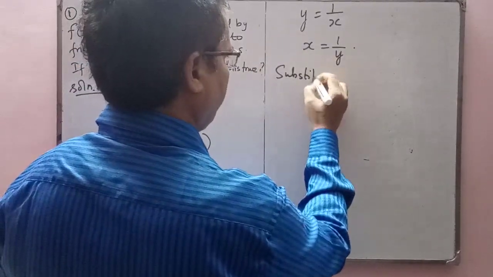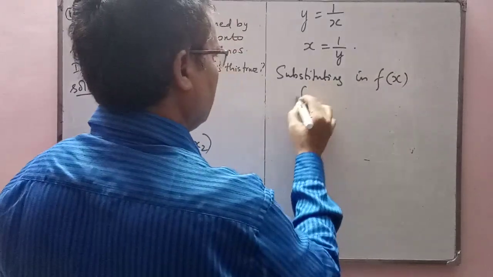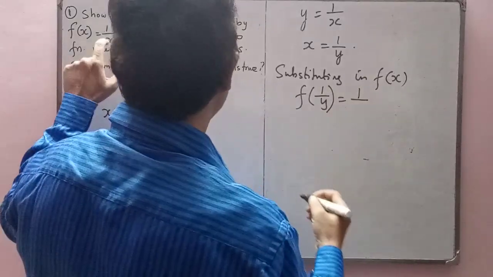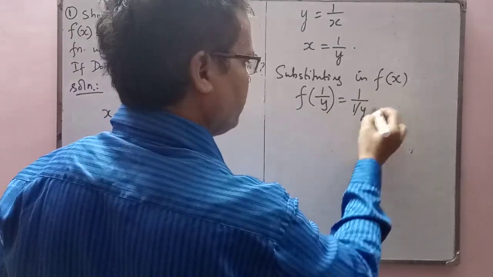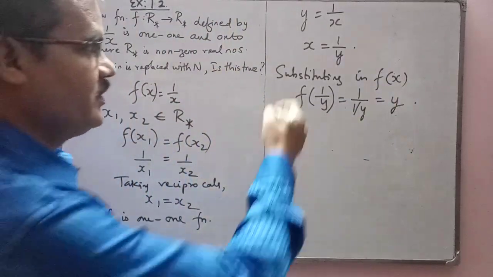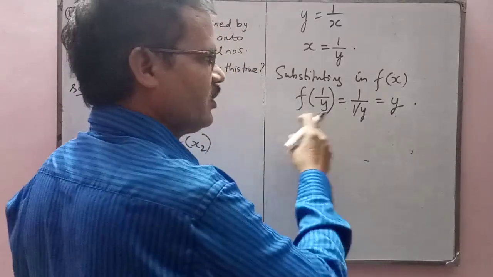Substituting in f of x: f of 1 by y is equal to 1 by, in the place of x, we substitute 1 by y, which is equal to y. So you got y. When you solve for x and substitute, you got y, which means it is an onto function.